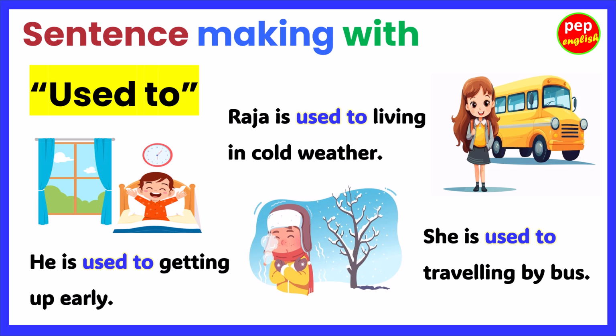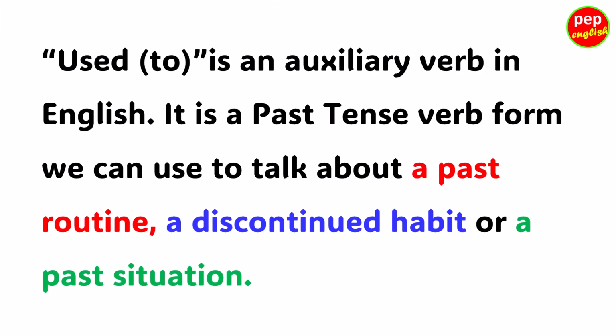Sentence making with used to in English. Used to is an auxiliary verb in English. It is a past tense verb form we can use to talk about a past routine, a discontinued habit, or a past situation.